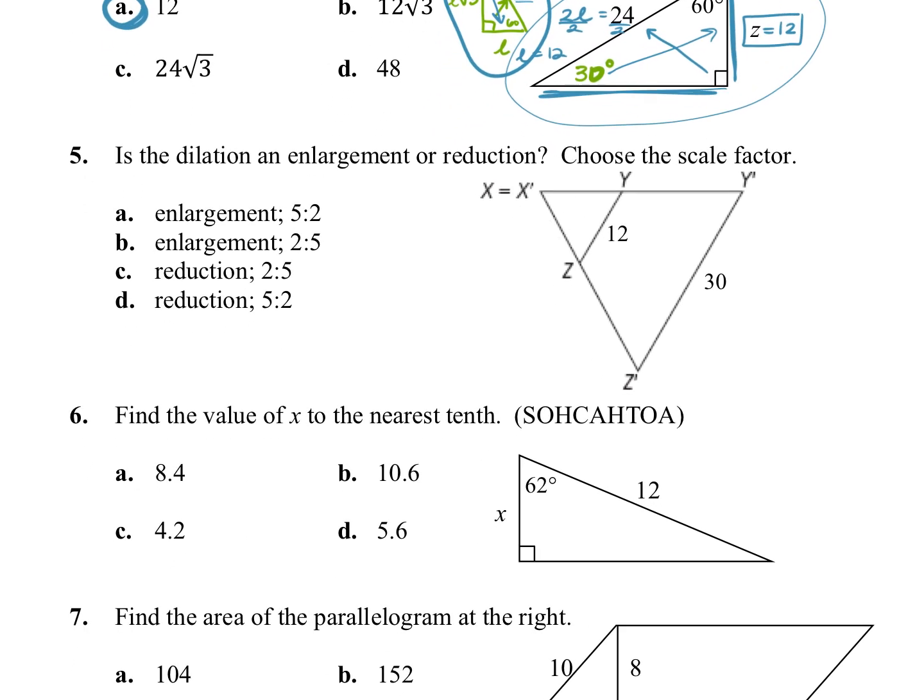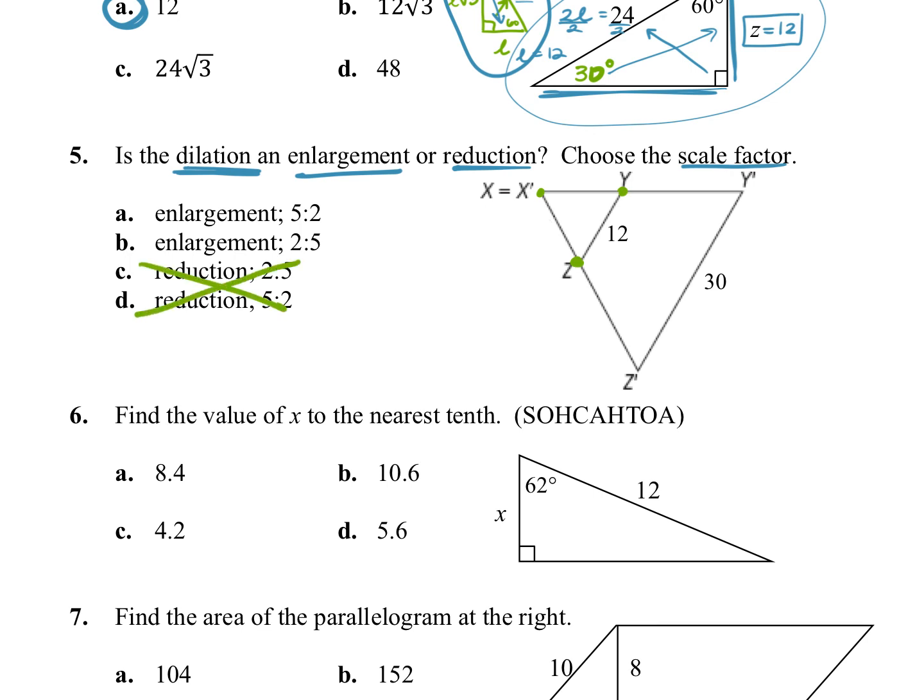Okay, this is a dilation. What is a dilation? It's a size change. It grows or it shrinks, right? It says, is it an enlargement or a reduction, and then choose the scale factor. So you have 4 options. 2 of them you should be able to knock out really quickly. If you go from X, Y, Z to X prime, Y prime, Z prime, the new one, is this an enlargement or a reduction? It's an enlargement. So that rules out those ones.